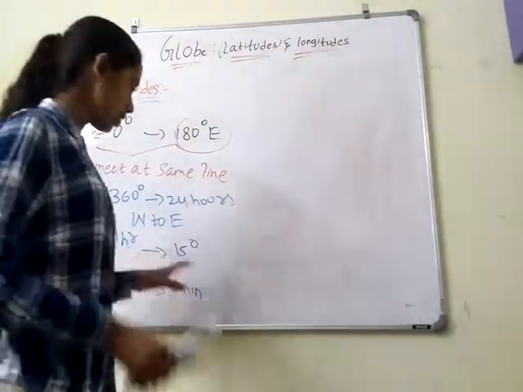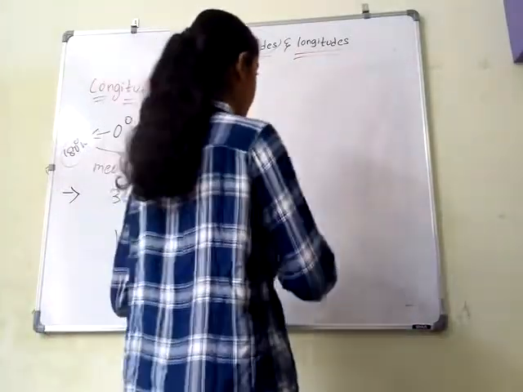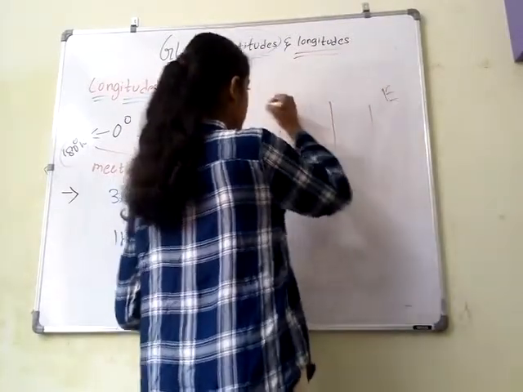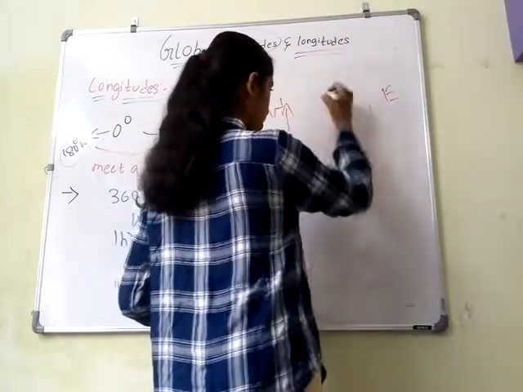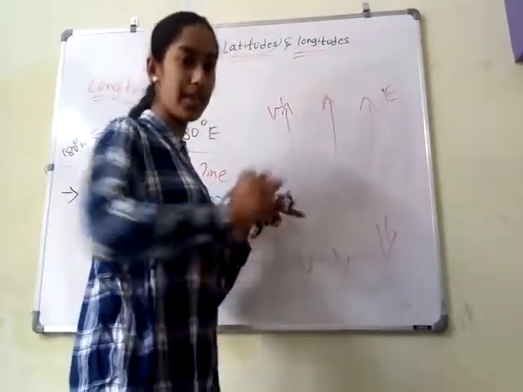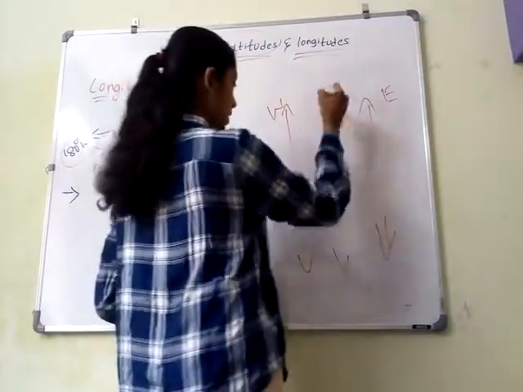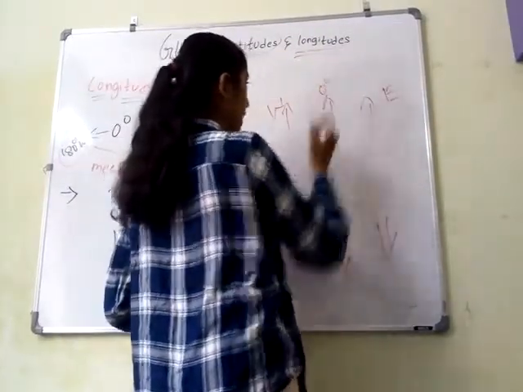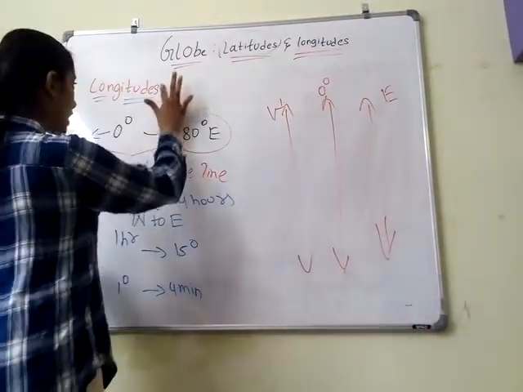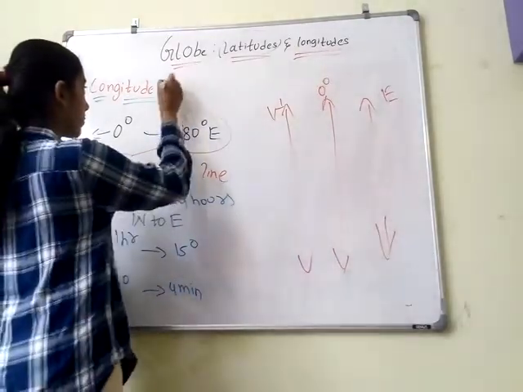Okay, now we know that Earth moves from west to east. So imagine these lines toward the east like that, and this is west. Just imagine this line, and this is the longitude. This is the east longitude, you remember, and this is the west longitude. And this middle one is the 0 degree longitude, or the prime meridian. So now our topic is about longitude and how we will determine time with that. Longitude and time.